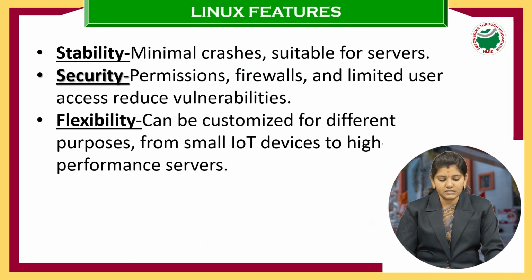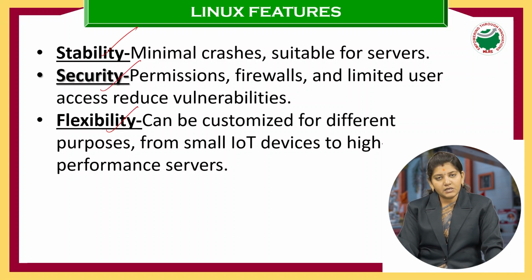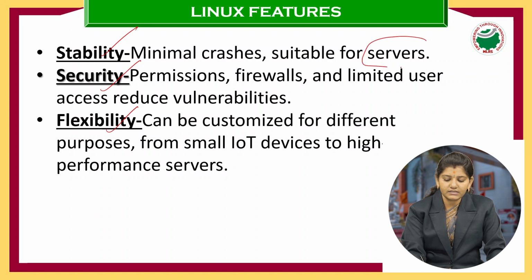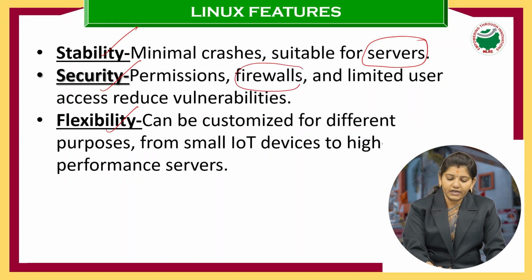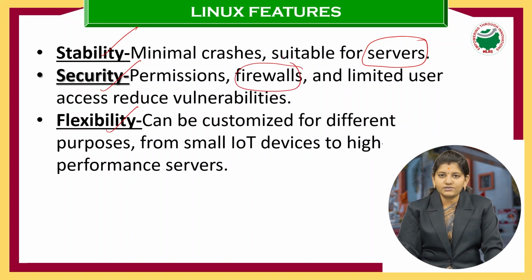Coming to the Linux features, Linux has different types of features like stability, security and flexibility. Stability: it has minimal crashes and is suitable for servers. Security: it provides more security compared with other operating systems. We need permissions to access the data, and we have firewalls and limited user access to reduce vulnerabilities. Flexibility: it can be customized for different purposes, from small IoT devices to high performance servers.